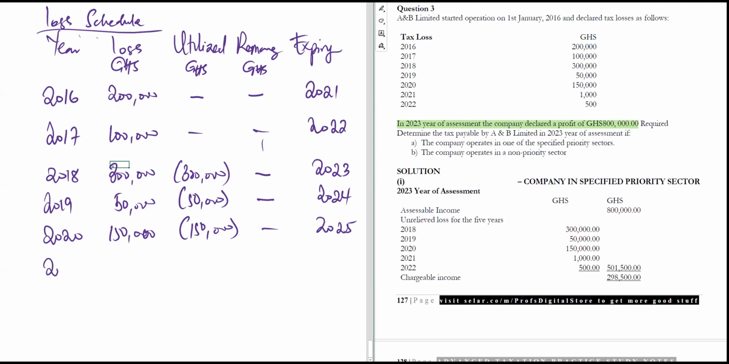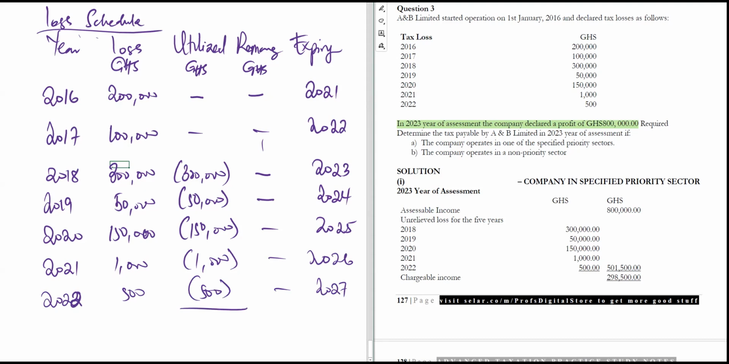Go to 2021. How much? 1,000. Deduct all. Yes, we can. So it expires in 2026. Then 2022, 500,000 loss. You can deduct all. It expires in 2027. So these are all the losses that we can deduct. Loss schedule, that's my working. You see how easy it makes this. When we add all this up, we end up with 501,500. These are the total losses that we can deduct.